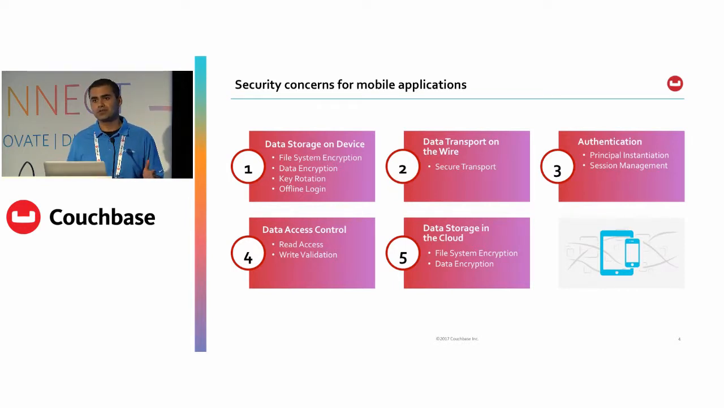On the wire, you want to make sure that you're using TLS and the communication is secure. From an authentication perspective, you want to know who the user is and what the security session for that user is. Data access control, you want to make sure you have the correct read access for all of your data. And then you have write validation. So if I'm trying to write a record, am I allowed to write a record? How do you essentially make sure of that? And then last but not the least, the data storage in the cloud. When you have data stored, again, this is the whole notion of how the communication is happening out there, and what the data encryption at rest is all about.